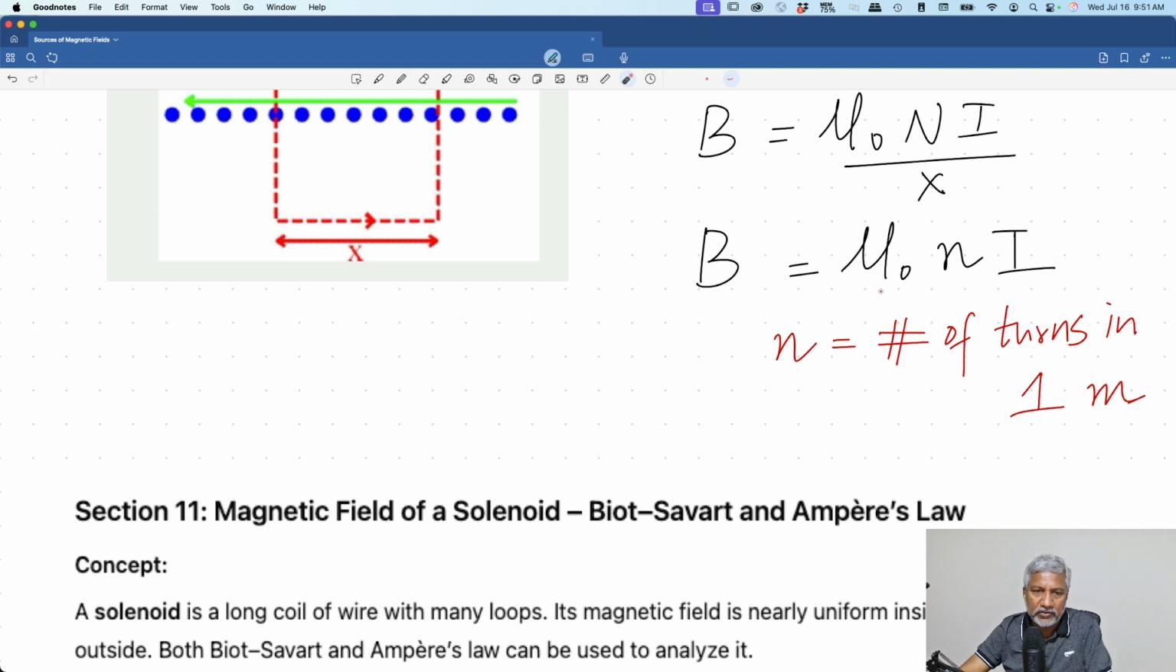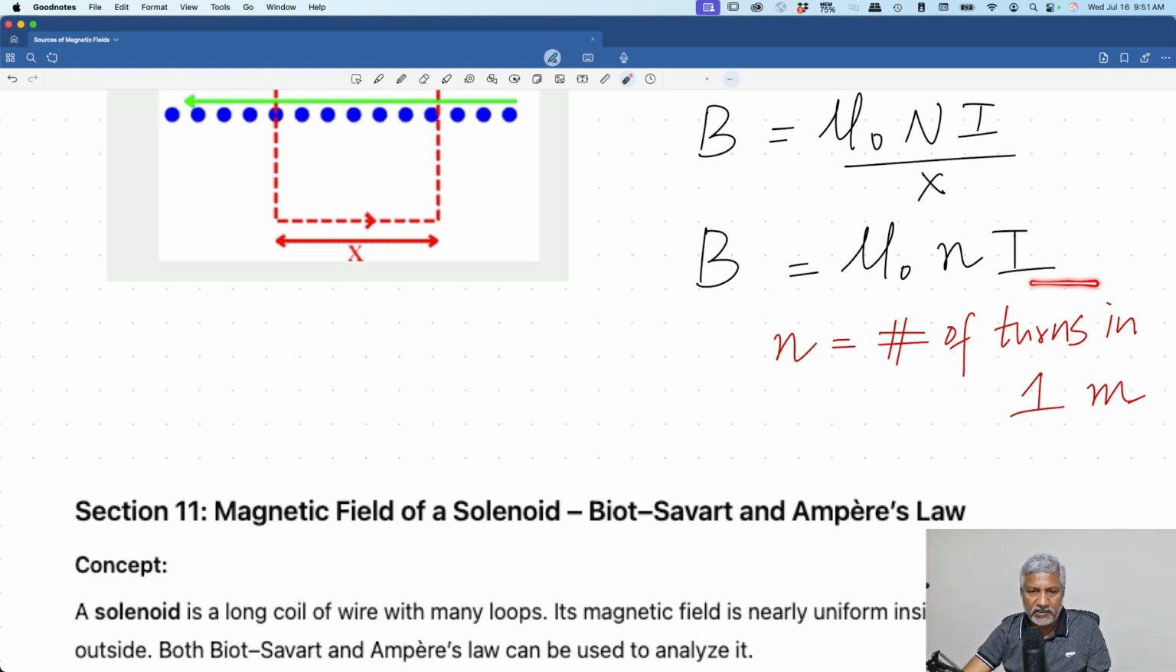And then you could also have a larger number of turns. How could you have a larger number of turns? There, what's done is you have one layer of windings, and over that you have another layer. You have multiple layers of windings over one another. So finally you could get like 3000 turns per meter. Of course, it also depends on the thickness of the cable that you're using. If you have thin cable, you can have more turns in a particular length.